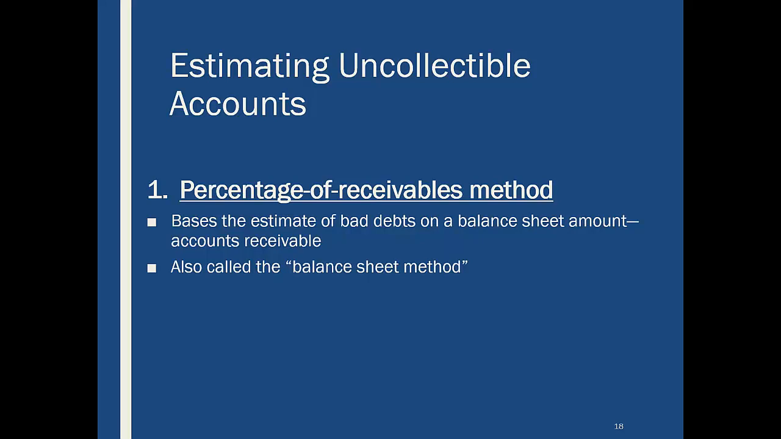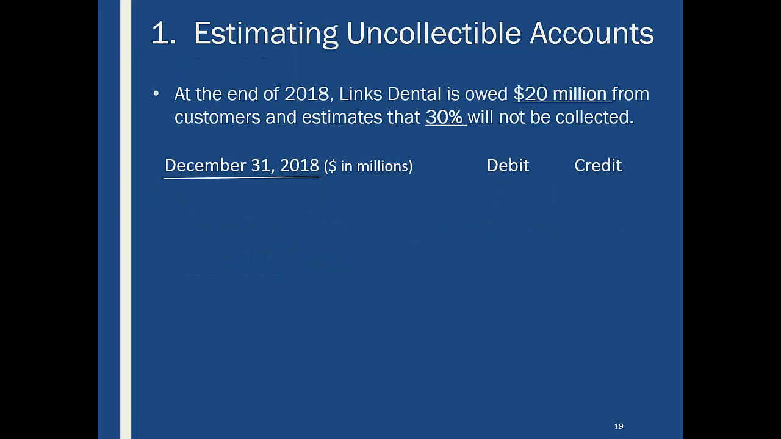So you can do this in what we call the balance sheet method, which is looking at the entire dollar amount of our accounts receivable and just saying X percentage, whatever that percentage is, of our accounts receivable balance, we are going to assume is not going to be collectible. Okay, so that's what we do when we're doing the percentage of receivables. It's exactly like it sounds. Just look at our accounts receivable and take a percentage of that and estimate that that amount is not going to be collected. Okay, so let's take a look at this.